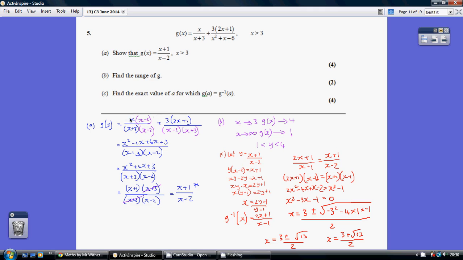If we multiply out the top and gather our terms, we get this, which simplifies to this. We can then factorise the numerator, giving us this. The x plus 3 factor then cancels from both, giving us what we needed of x plus 1 over x minus 2.